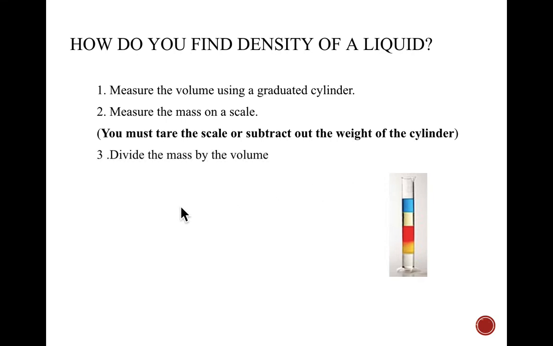Third, you'll divide the mass by the volume. That's the definition of density. So you know its volume, you know its mass. And finally, you will remember that the unit of density for a liquid is usually grams per milliliter, although it would not be incorrect to say grams per cubic centimeter, because a cubic centimeter is a milliliter.